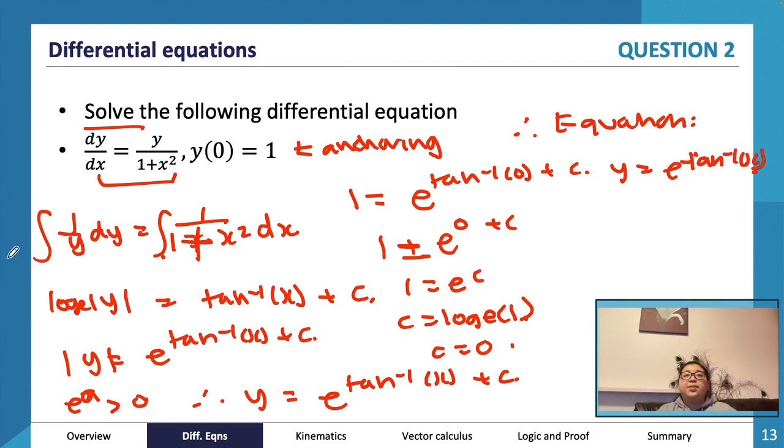Cool. So we can see we separated it out first, did the integration, sorted out the integration, and then rearranged to make everything nice and pretty.